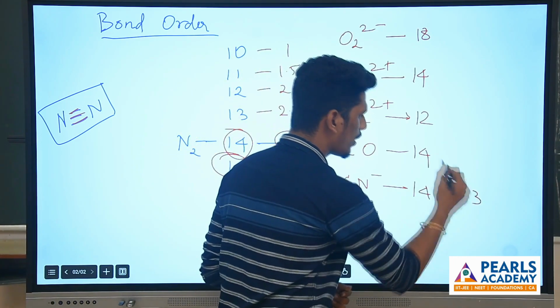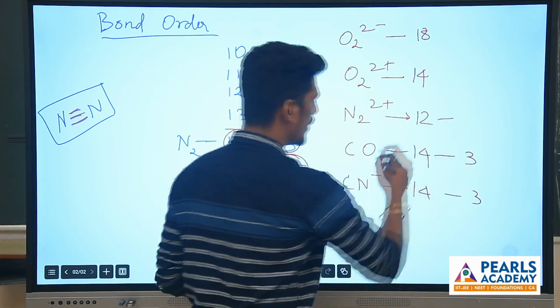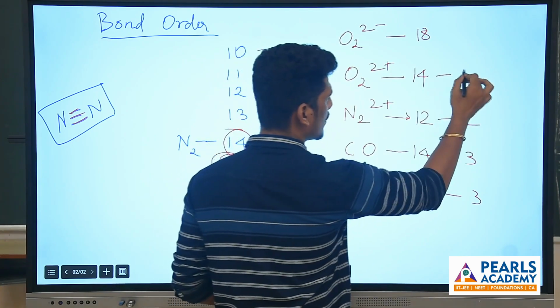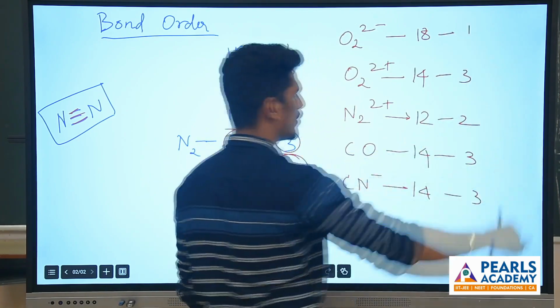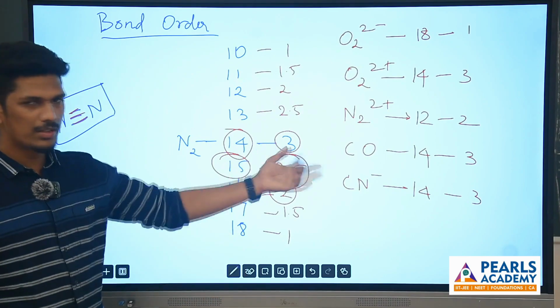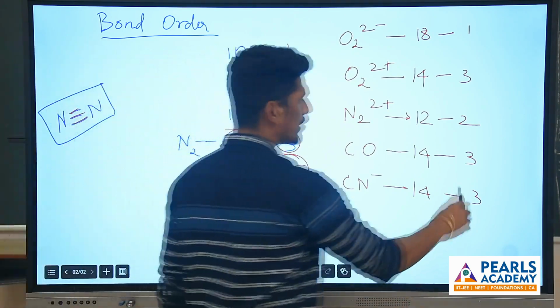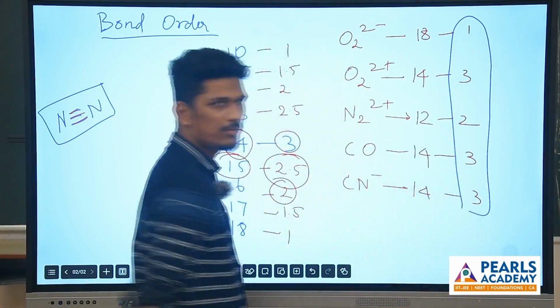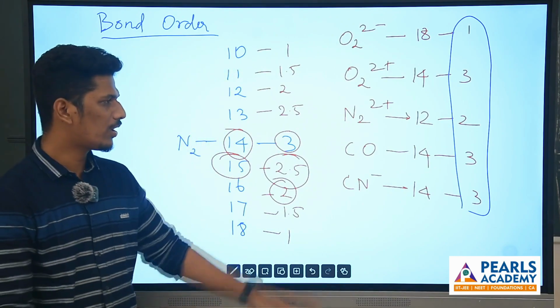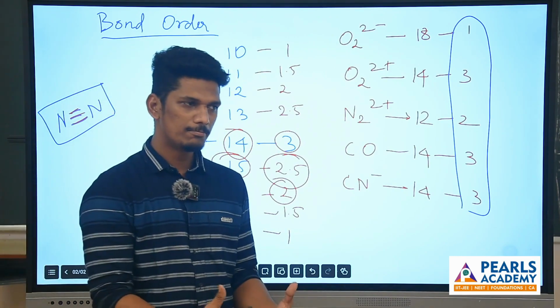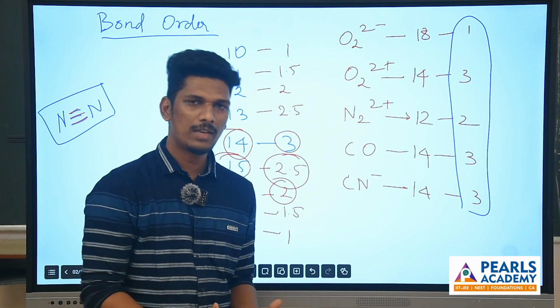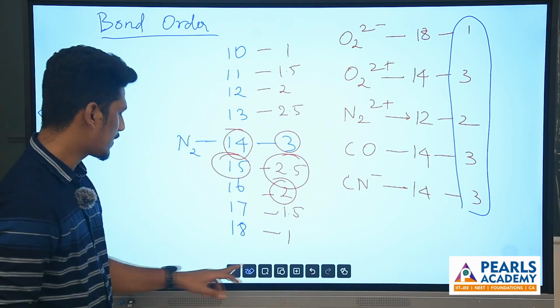So 14 means bond order 3, here 14 means bond order 3, 12 means 2, 14 means 3, 18 means 1. Here you can compare these. So this is how we can find the bond order for these kinds of diatomic molecules. This is all about bond order, and we will see magnetism, paramagnetism and diamagnetism, that's the next case.